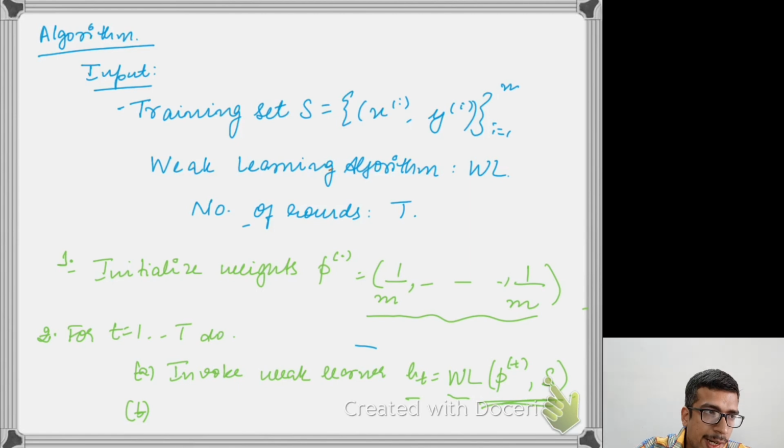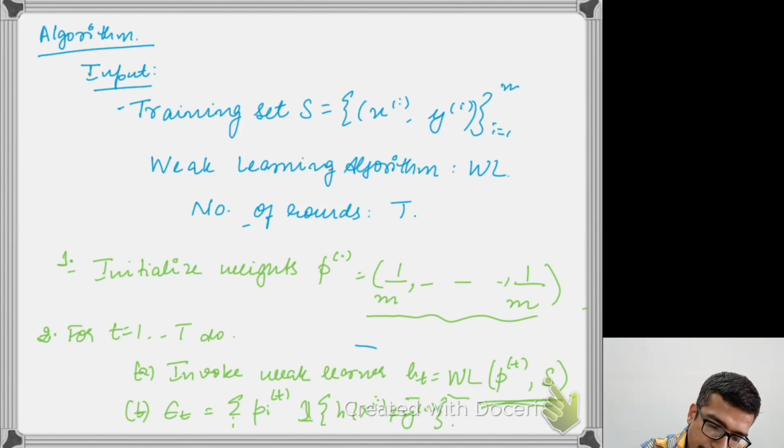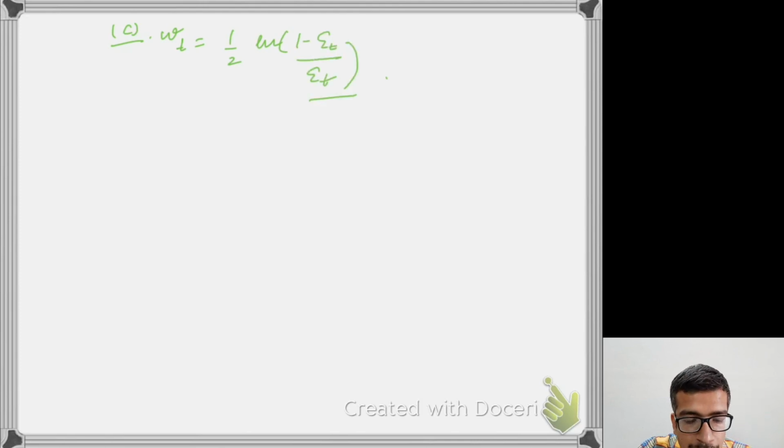And then you compute your error. This epsilon_t you compute as sum over i of P_i^t times the indicator function that h(x_i) is not equal to y_i. And once you've computed this fraction of errors, you can compute the weight of this classifier as half of log of (1 minus epsilon_t) over epsilon_t. The intuition is that if your epsilon_t is high, then this weight is going to be low. If epsilon_t is low, then this weight is going to be high.